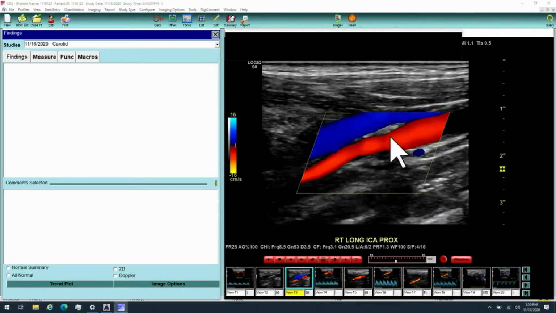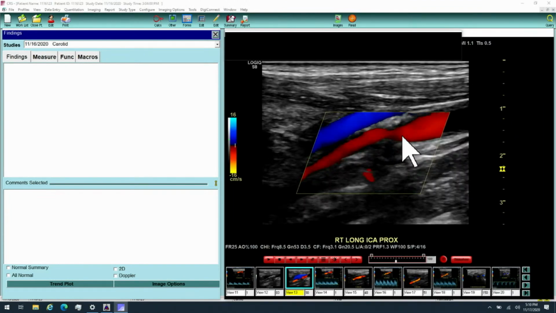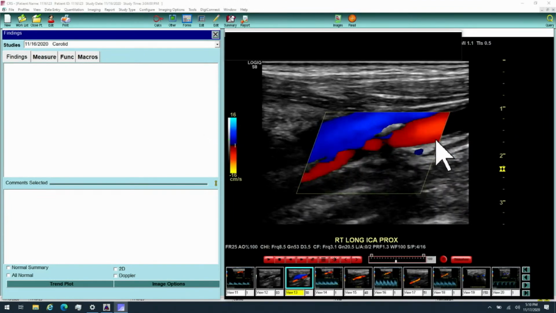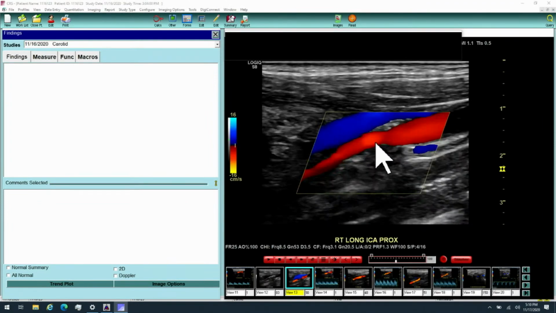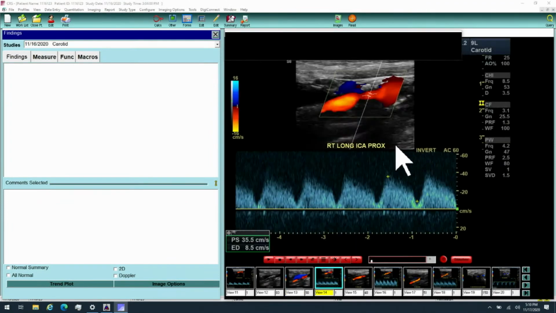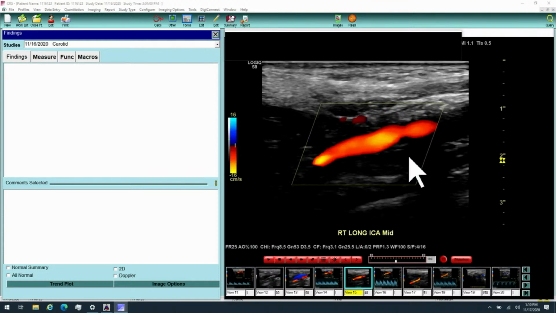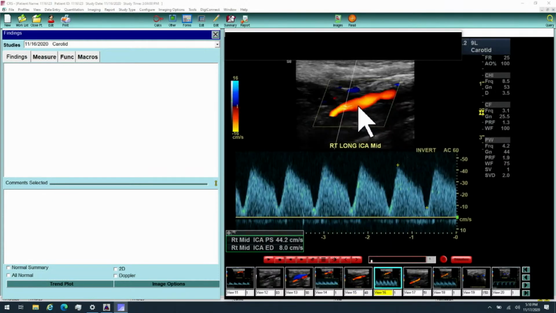ICA, so we can see that it's very smooth. The scale control is actually quite good. We might see just a hair of elevated velocities in the center of the bulb, but as it's being walked through, the velocities change from 35 to 44, not a significant amount, but this waveform, wow.